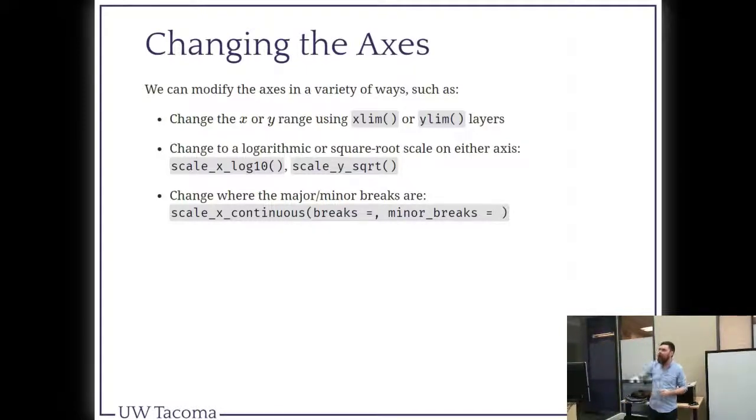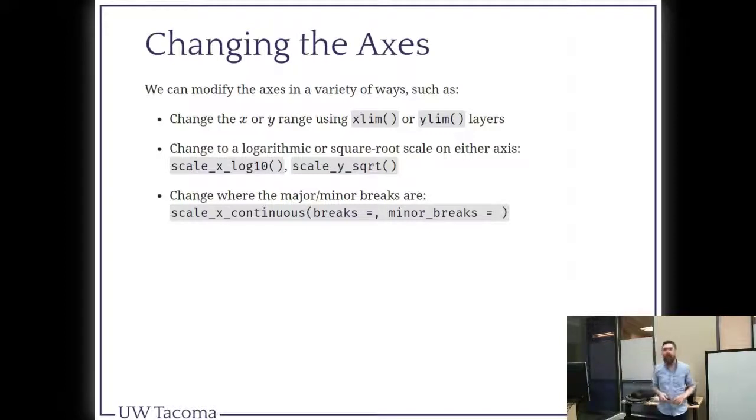Okay. You might also just want to change where the major and minor breaks are. Major breaks are the big breaks that get a label on the x or y axis, and minor breaks are where small lines would go. They don't usually have a labeled value. Just give it a vector of breaks and it will put tick marks there. You'll notice I'm doing this in something called scale_x_continuous, scale_x_log10, scale_y_sqrt.